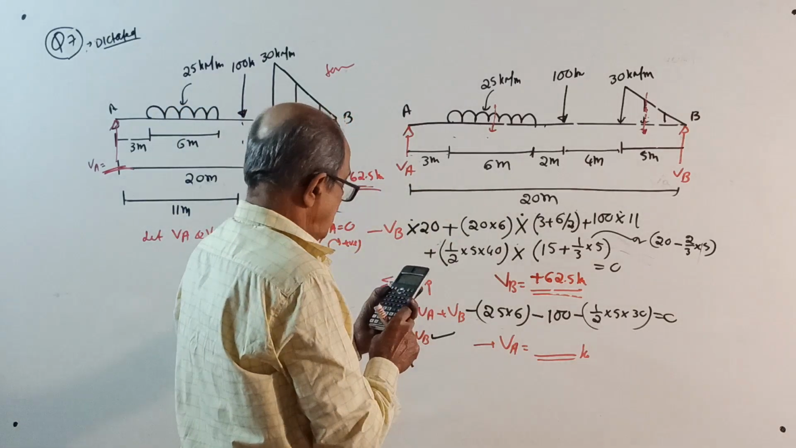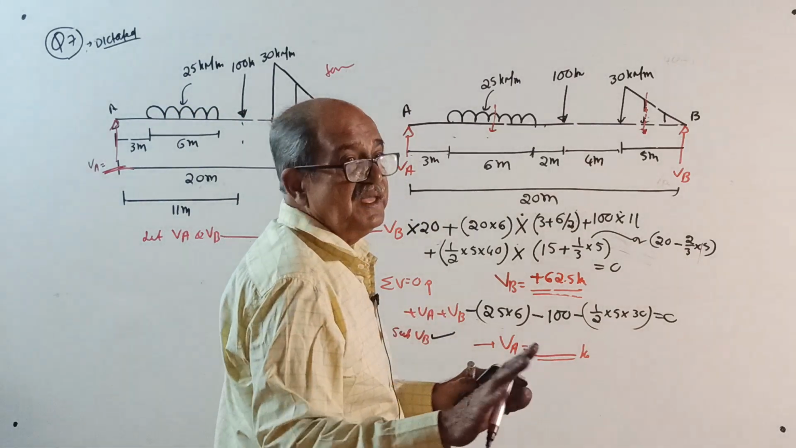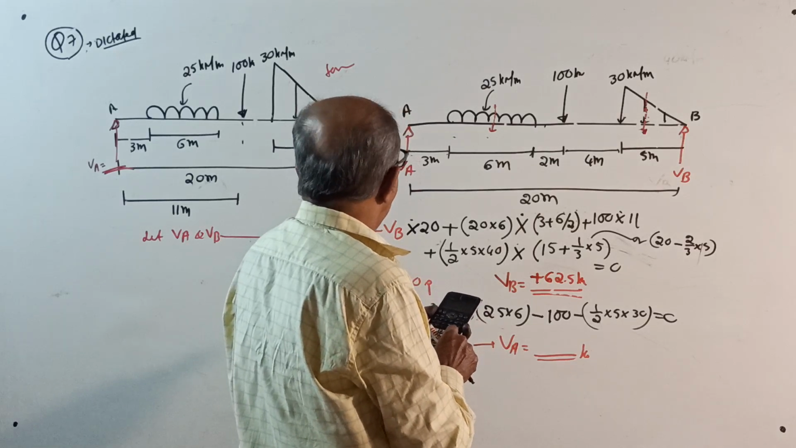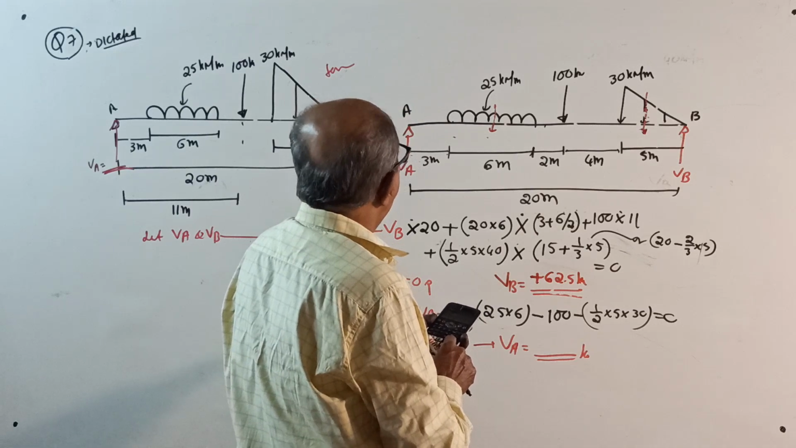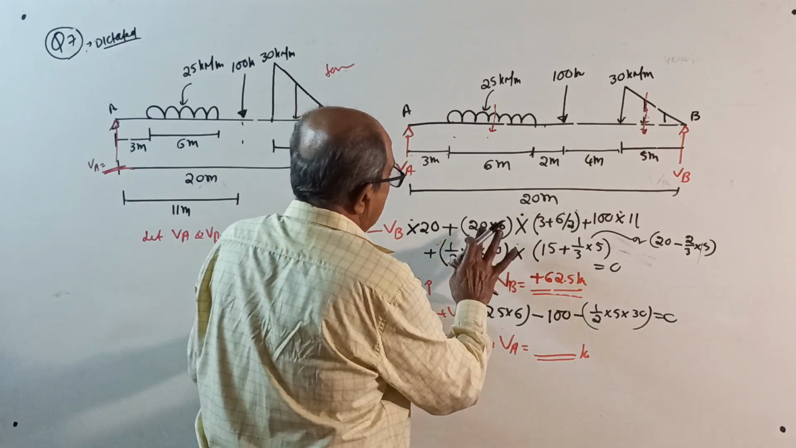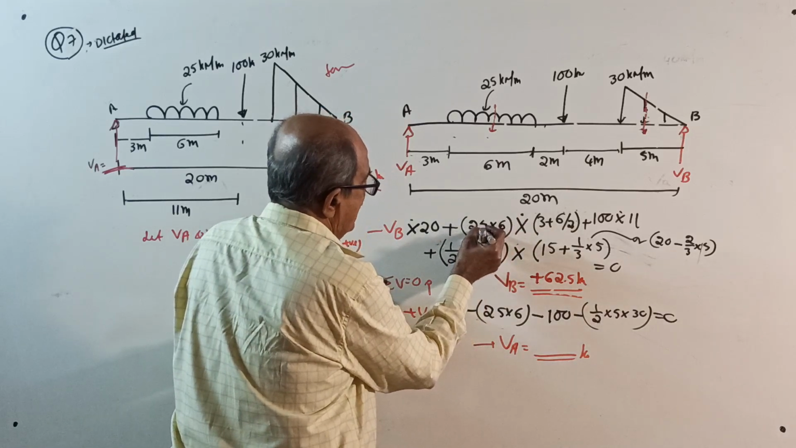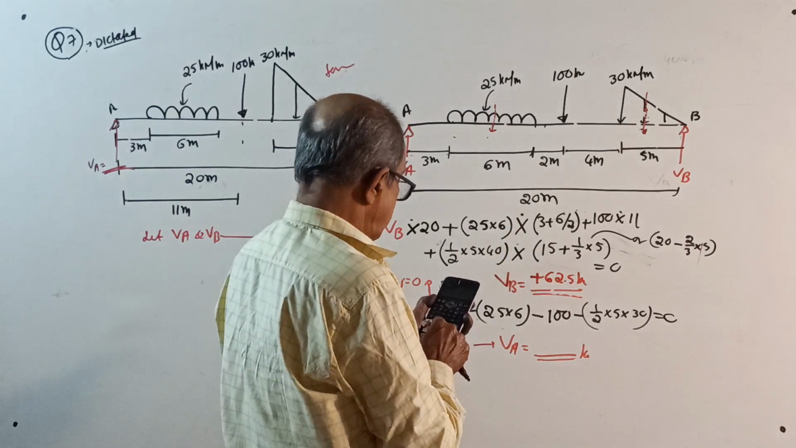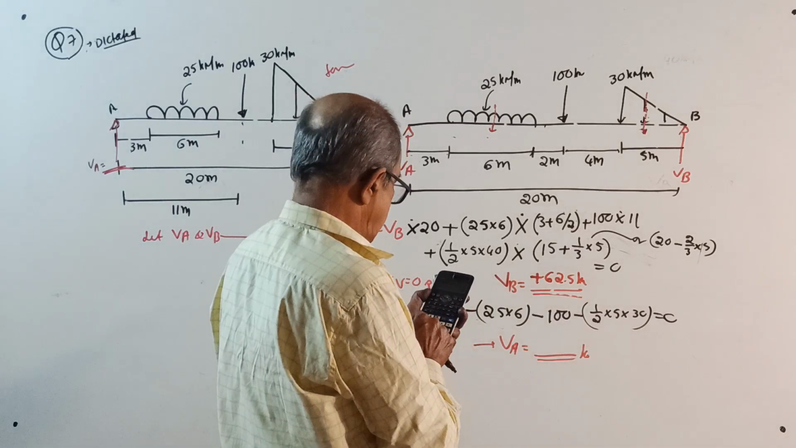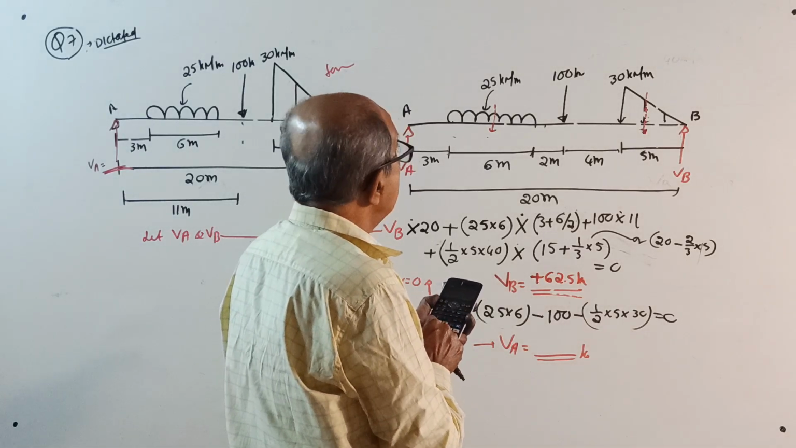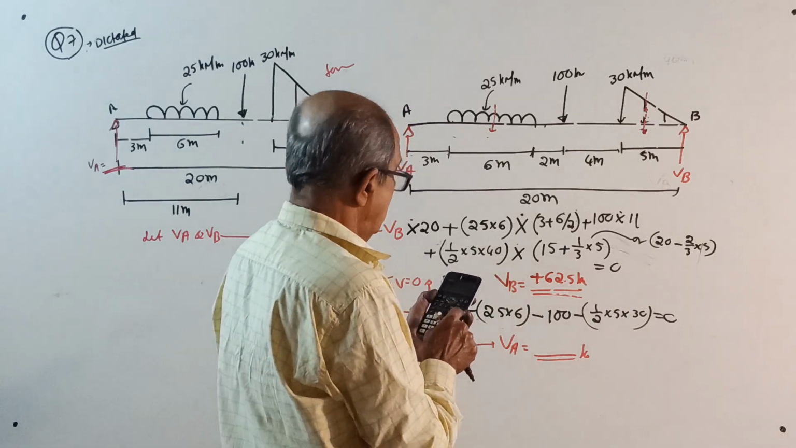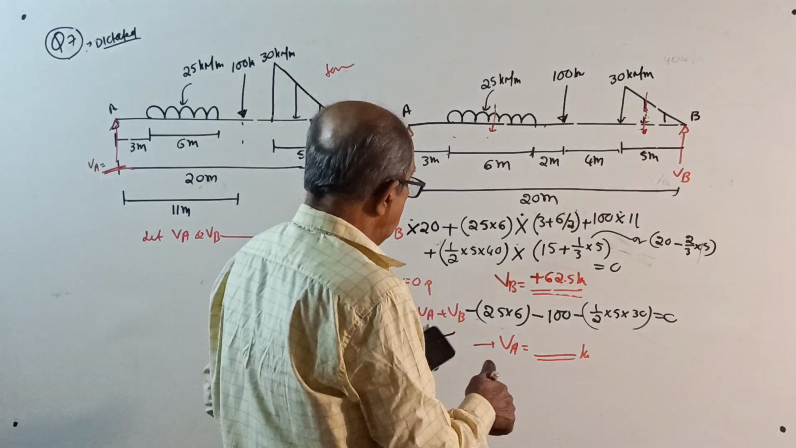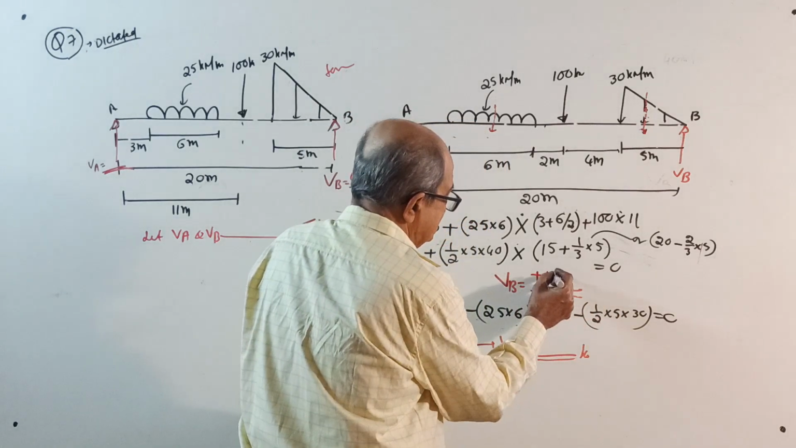Something wrong. No. Something is wrong, I can make out. 20 into 6, hello, 20 into 6. It is 25 into 6, not 20 into 6. But that is not the mistake. There is a serious mistake somewhere. 25 into 6 into 6 plus 100 into 11 plus half into 5 into 40, not 40, 30, into bracket 20 minus 2 by 3 of 20, divided by 20. 125. See, I can make out something is seriously wrong.